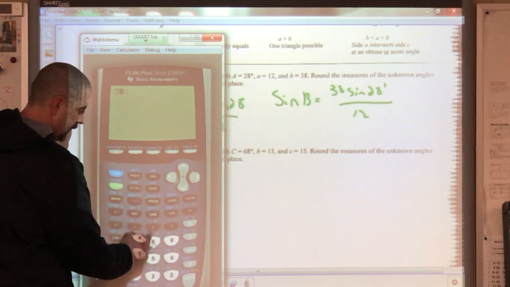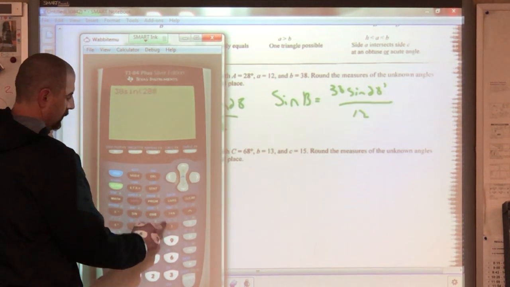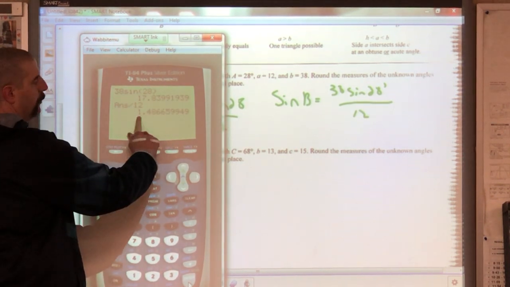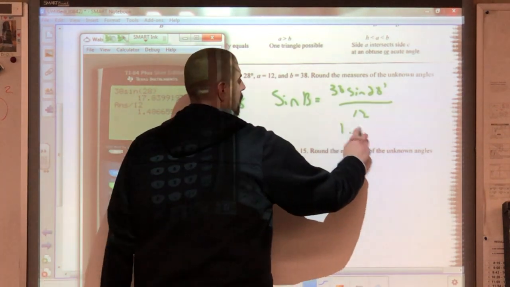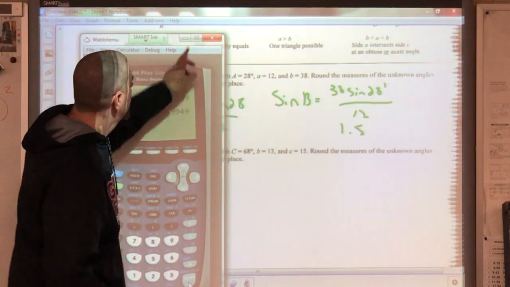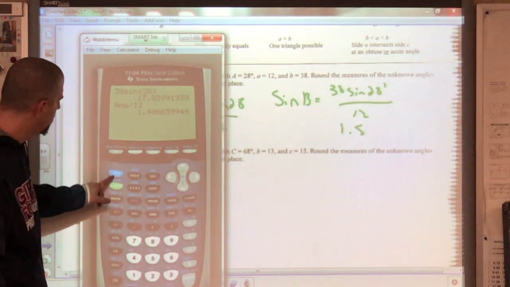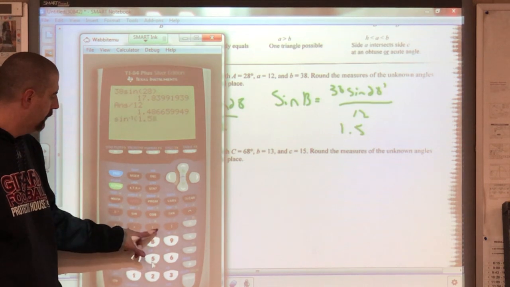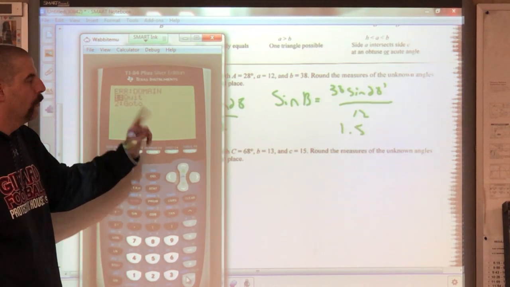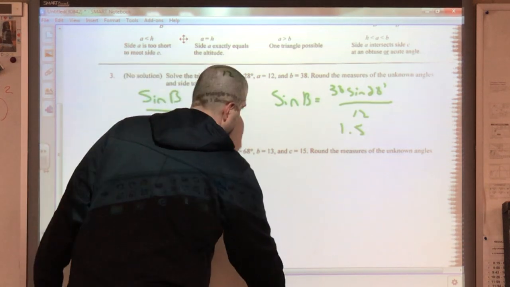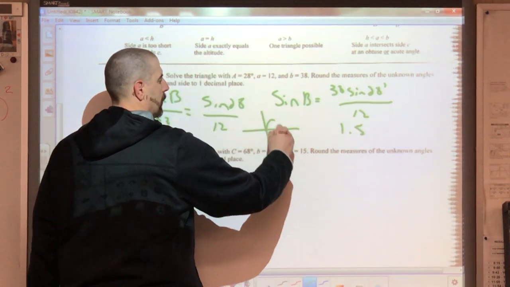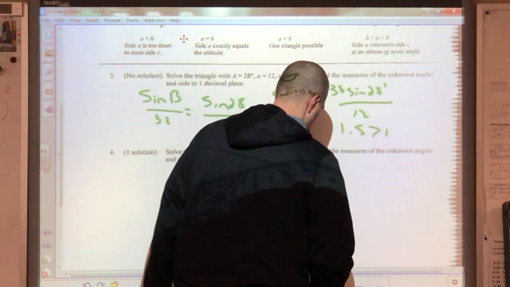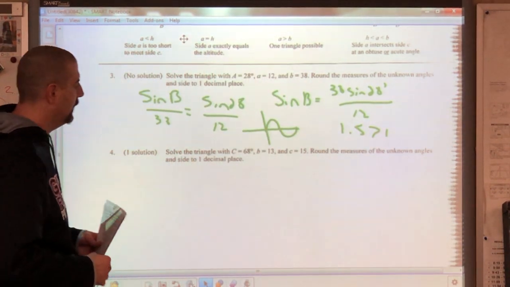So 38 sine 28, divided by 12, and you get 1.5. So watch. If you try to take the inverse sine of 1.5, you get an error. Why? Because the domain of sine, remember the graph, goes from 1 to negative 1. So 1.5 is bigger than 1. So guess what? Can't do that.